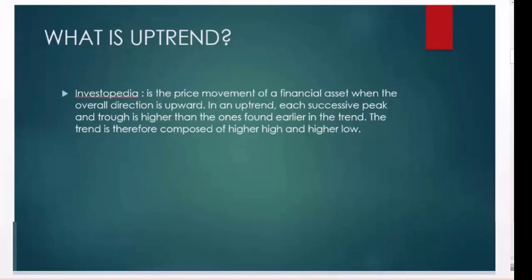Let's find out what is an uptrend, and how to identify it. According to Investopedia, an uptrend is the price movement of a financial asset when the overall direction is upward. Each successive peak and trough is higher than the ones found earlier in the trend. The trend is therefore composed of higher highs and higher lows.